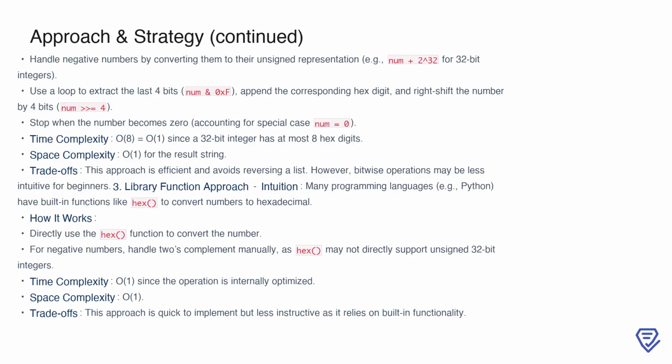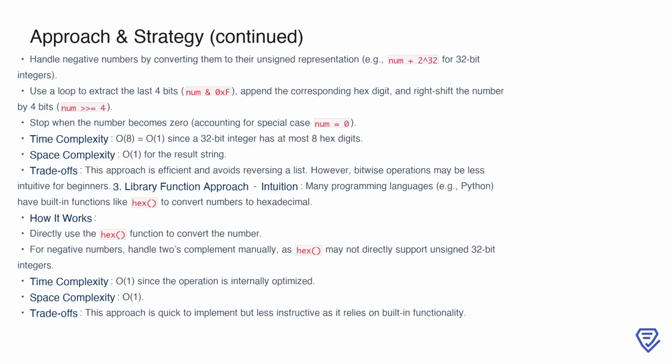The number is then right-shifted by 4 bits to process the next group of 4 bits. The loop continues until the number reduces to 0, with a special case for the input 0 itself. This approach is highly efficient, with a constant time complexity of O(1) for 32-bit integers because there are at most 8 hex digits. It also has a space complexity of O(1), since the result is built directly without requiring additional structures.